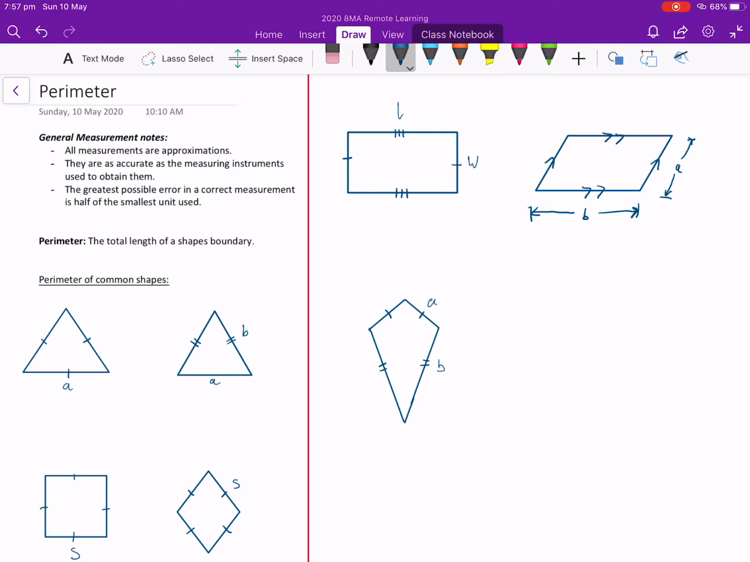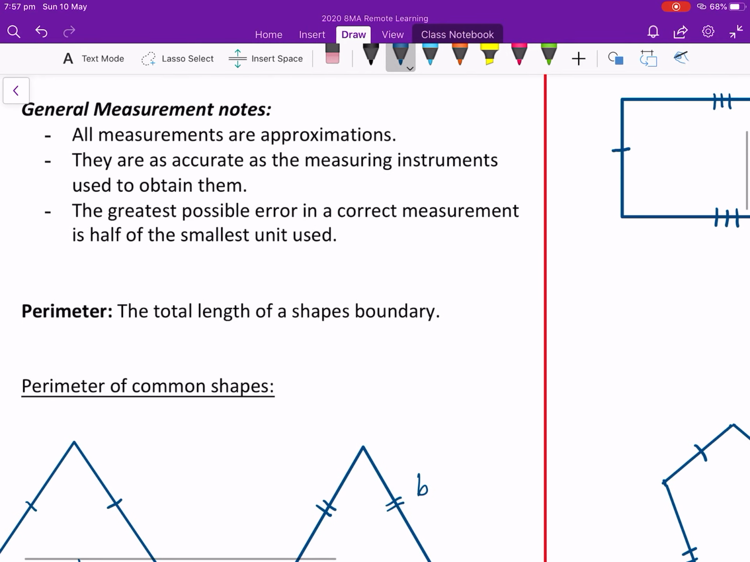Hello, so today we're going to have a look at perimeter as well as general measurement, just to start off this unit. So the very first thing that we'll talk about is general measurement. And we're going to have a look at these three notes here. So first of all, measurements are approximations. Second point, they are as accurate as the measuring instruments used to obtain them. And third point, the greatest possible error in a correct measurement is half of the smallest unit used.